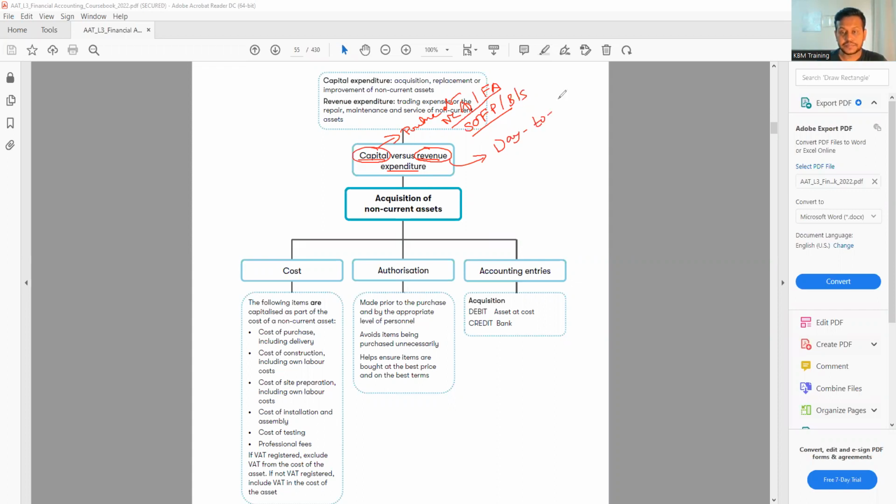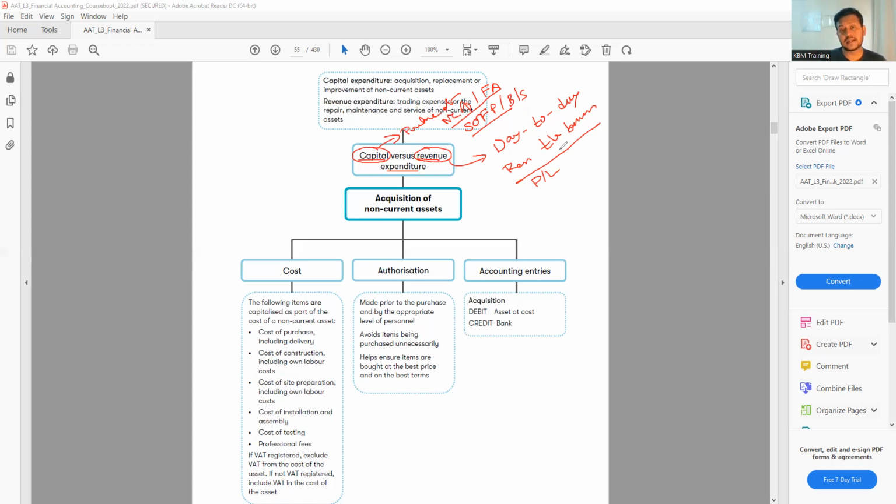Day-to-day basis in order to run the business. So the expenditure we make on a day-to-day basis in order to run the business is revenue expenditure, and it is relevant to the profit and loss account, P&L account. Now, revenue expenditure is relevant mainly to the expenses.